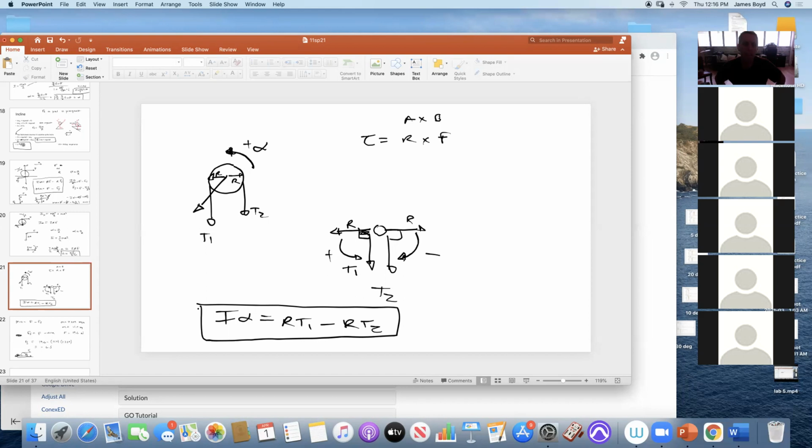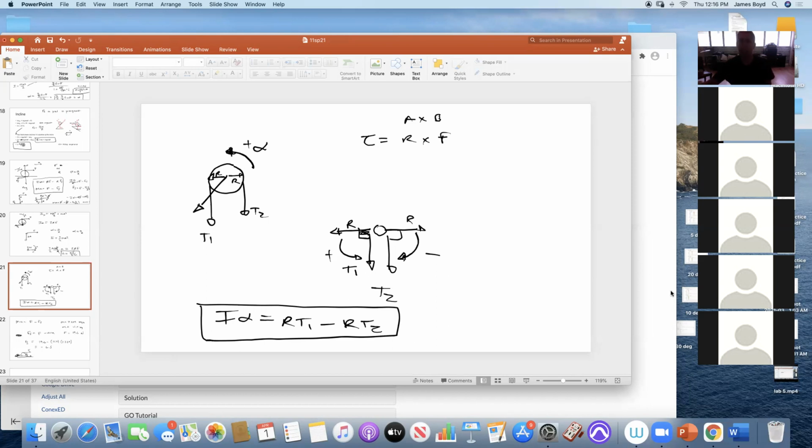So in this case, since we have two tensions, you would write T1 minus T2 because it's negative on tension 2. RT1 is positive, RT2 is negative. Oh, okay, got it. And we're going to do more of these.